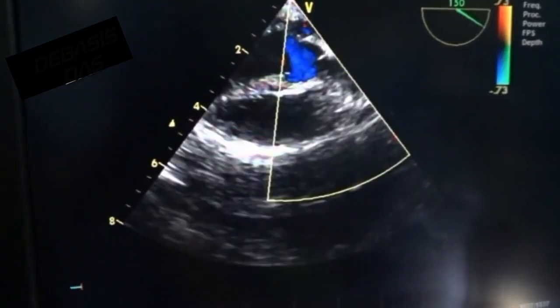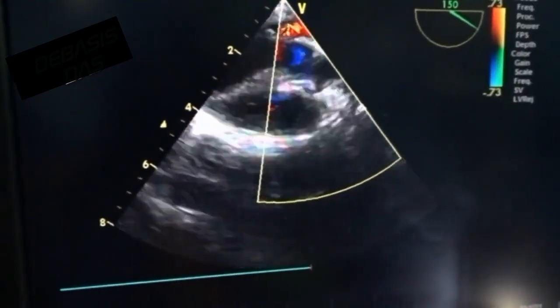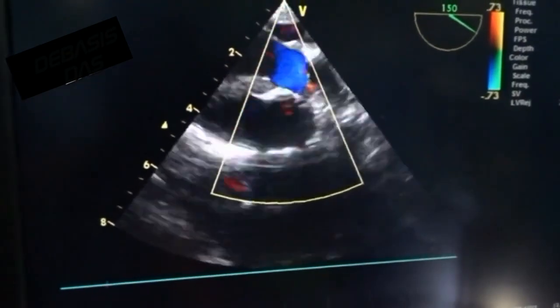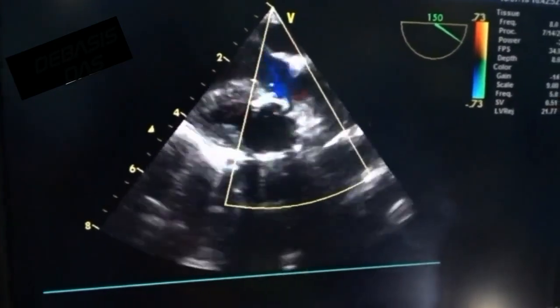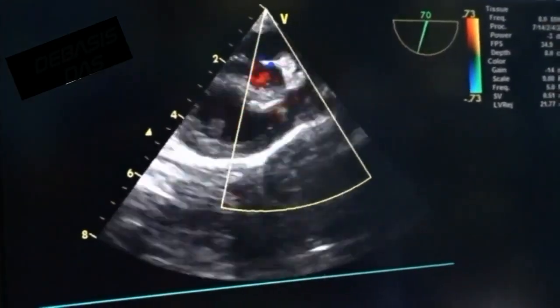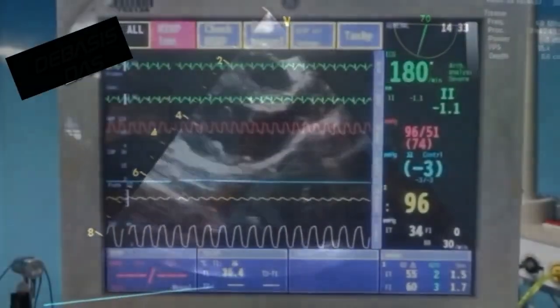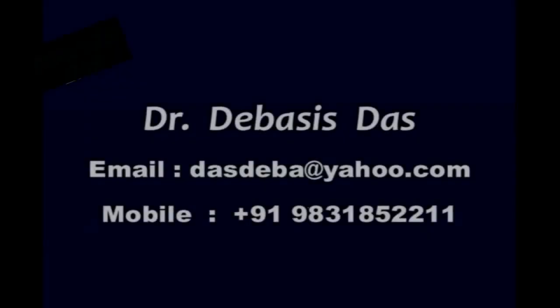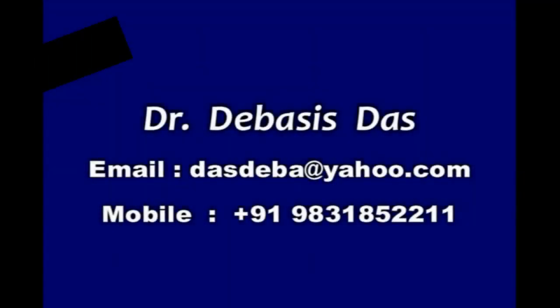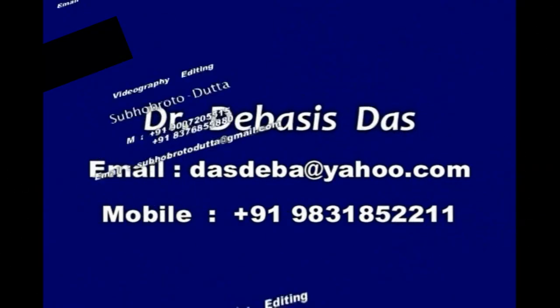This is the longitudinal view to assess the LVOT, the VSD patch as well as the aortic valve. The gradient across the RVOT is also assessed. The patient is in good hemodynamic condition in sinus rhythm. This video demonstrates total correction for infant tetralogy of Fallot.